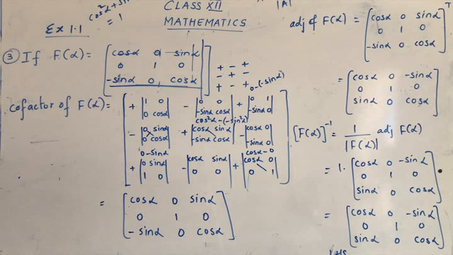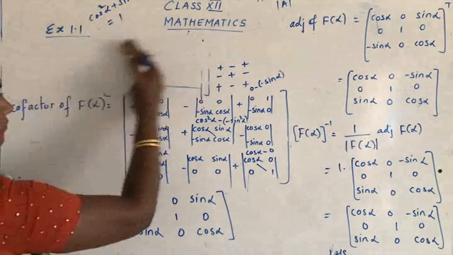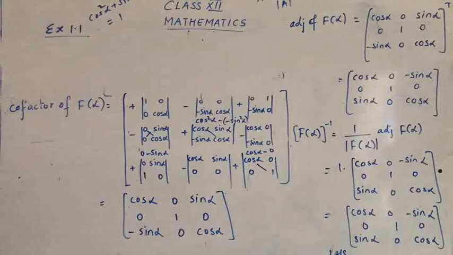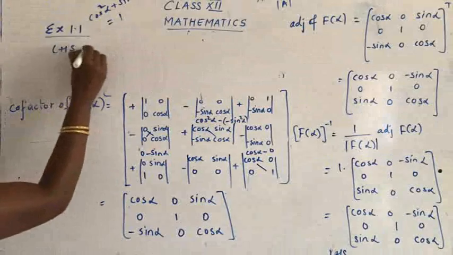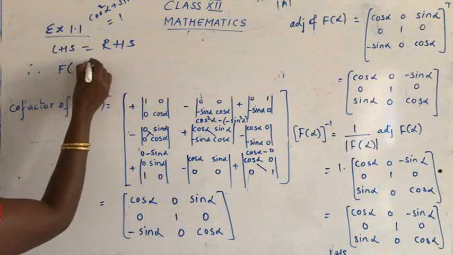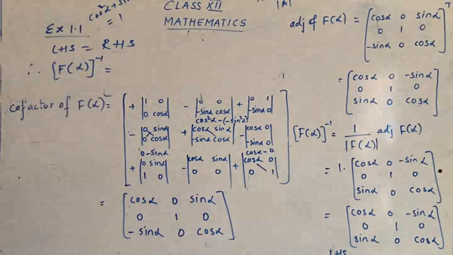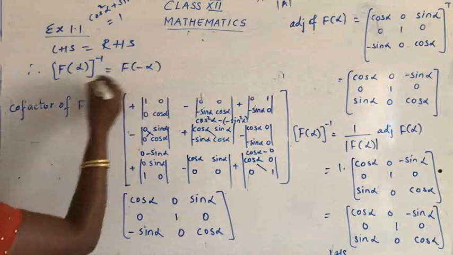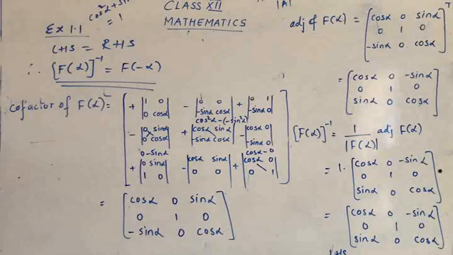So what you can say is, since LHS is equal to RHS, therefore F alpha inverse is equal to F of minus alpha. So this is the proof part, and we have completed the proof. The sum was lengthy, but it's a very simple sum. Just try the sum step by step and you'll come to know it. It's very easy. Try out the sum.